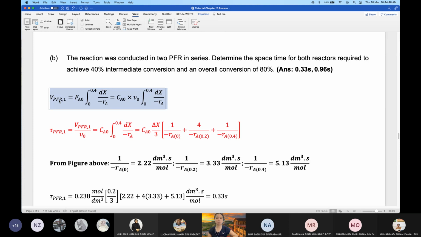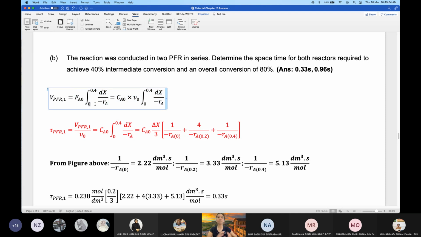Okay, so reactor 1, reactor 2. Okay, so volume reactor 1 equals to FA0 integrating 0 to 0.4, sebab reaktor pertama achieve X1 0.4, dX per minus rA. Ni yang kamu tahu, yang design equation.